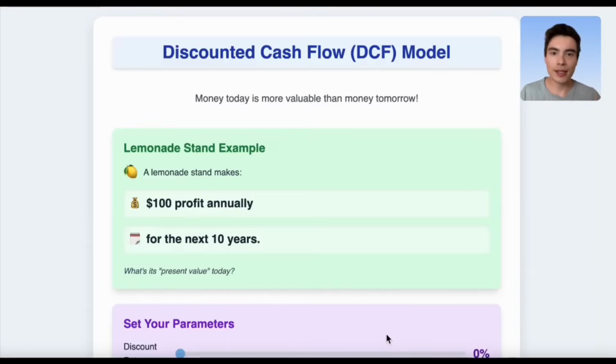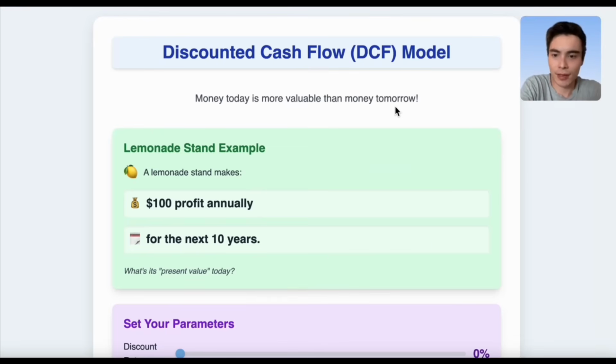So what is a discounted cash flow model based on owner's earnings? Well, the first thing we wanted to talk about is this sentence here. Money today is more valuable than money tomorrow. This is a really important concept, one of my favorite rules of money. Money received in the future is less valuable than money received today.